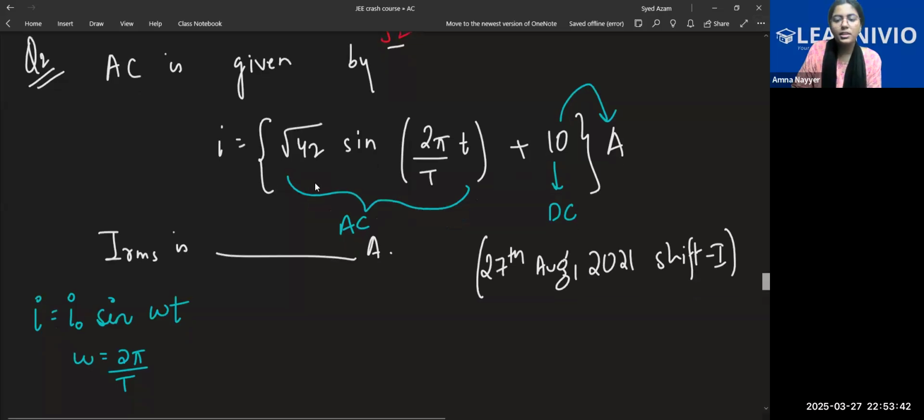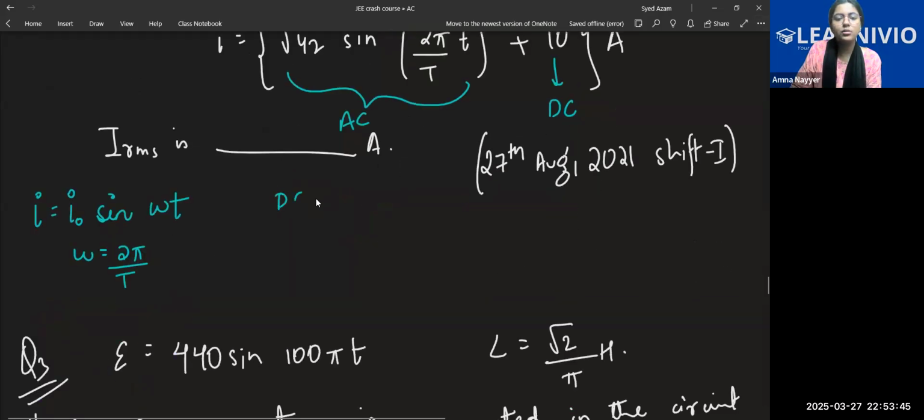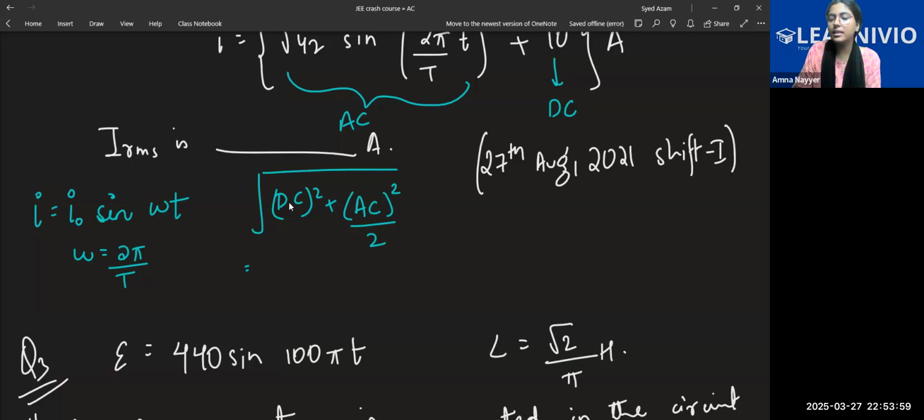So I told you the formula for this: under root DC whole square plus AC square divided by 2. AC means the peak value of AC, I naught, don't take the entire equation. This gives you the direct value of current. This doesn't give you the peak value. This gives you the RMS value. This formula is for RMS. That formula was for the peak, the one for the combination of AC. So remember, what is the question asking? Whether RMS or the peak value.